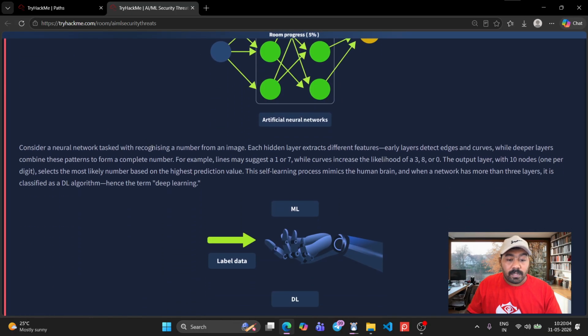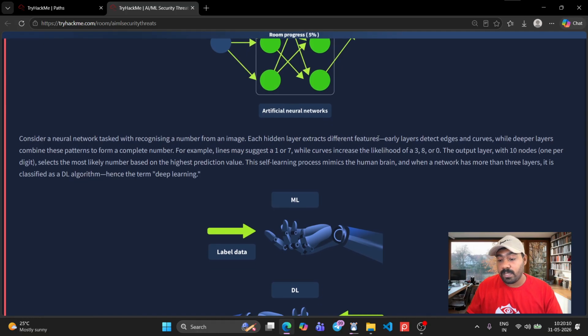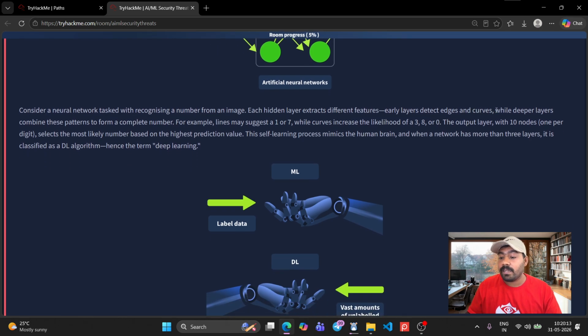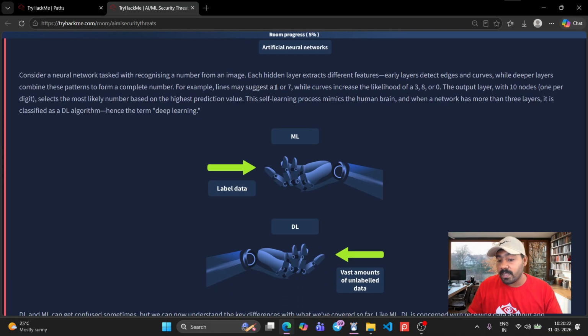Consider a neural network tasked with recognizing a number from an image. Each hidden layer extracts different features. Early layers detect edges and curves, while deeper layers combine these patterns to form a complete number. For example, lines may suggest 1 or 7, while curves increase the likelihood of 3, 8, or 0. The output layer with 10 nodes, one per digit, selects the most likely number based on the highest prediction value. This self-learning process mimics the human brain.